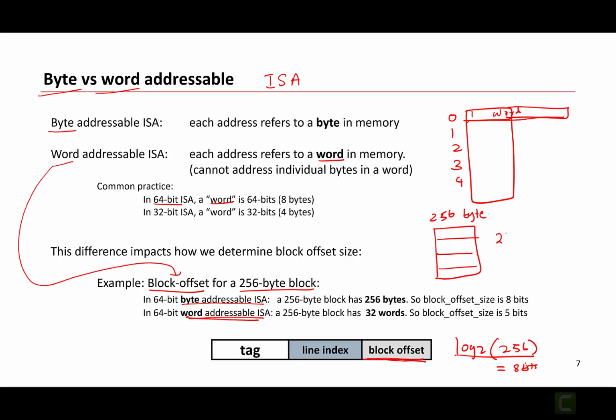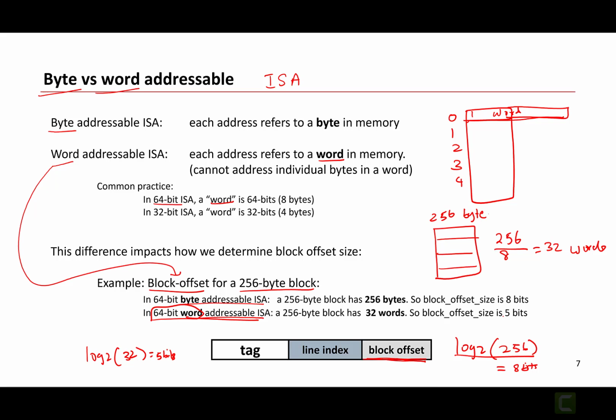Now for this example, it would be 256 bytes divided by the size of a word. The size of a 64-bit word is going to be 8 bytes. So I would have a total of 32 words in this block. So if I have only 32 addressable data items, then my block offset has to be only of size log to the base 2 of 32, so it's going to be 5 bits.